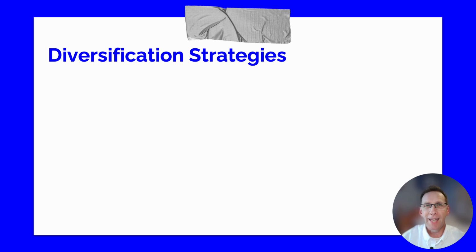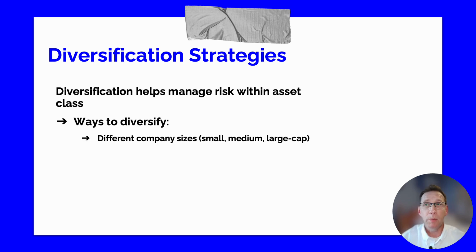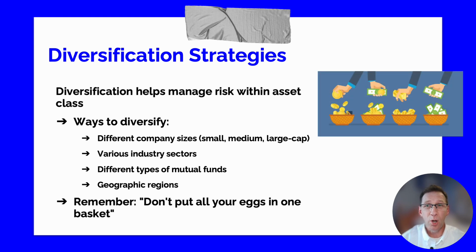So you've got to look at diversification strategies. Diversification is spreading your investments within an asset class, and it helps manage that risk within those asset classes. Some ways to diversify are to put your money in different company sizes, small, medium, large cap. Invest in various industry sectors, maybe putting it in agriculture as well as manufacturing. You can use different types of mutual funds. You can look at different geographic regions. Overall, the thing about diversification is to remember this phrase: don't put all your eggs in one basket.